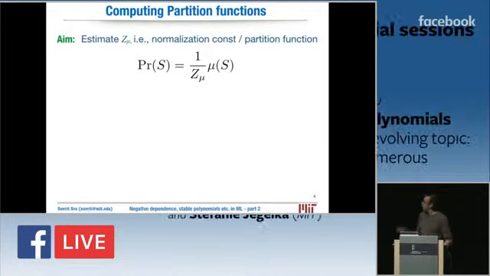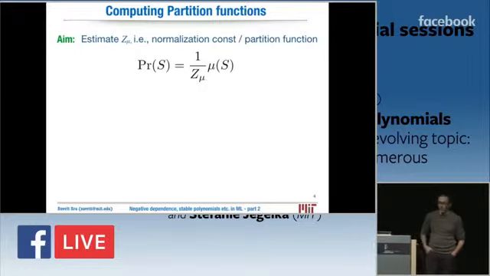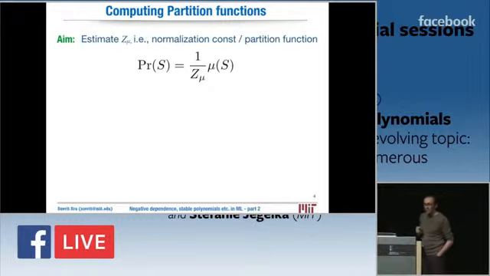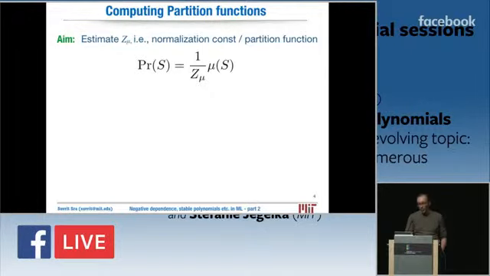Just for definition, the job of computing a partition function, also known as the normalization constant of a distribution, is this: if mu was the unnormalized measure, so in Stephanie's part there was a mu, you could think of it as an unnormalized measure, some non-negative function that you normalize over, of course, by summing over all possible subsets. There are 2 to the n of those.